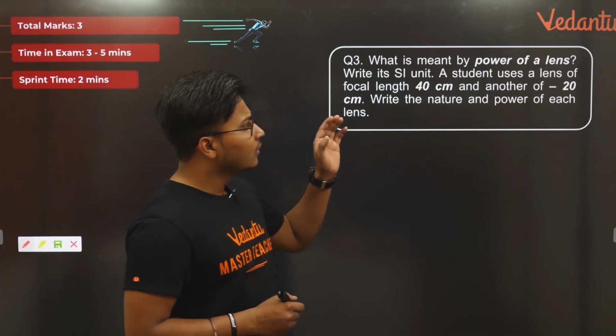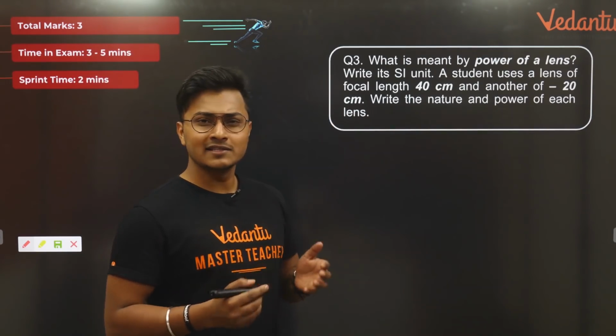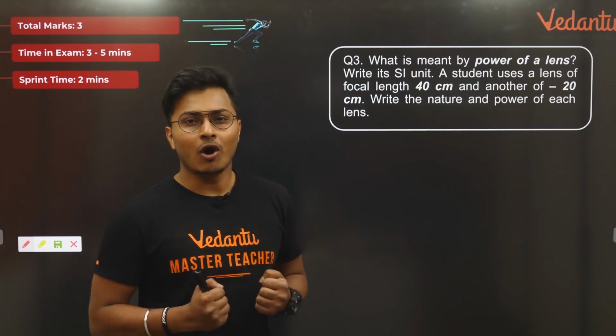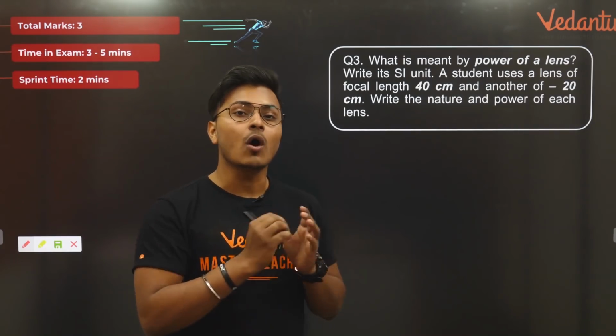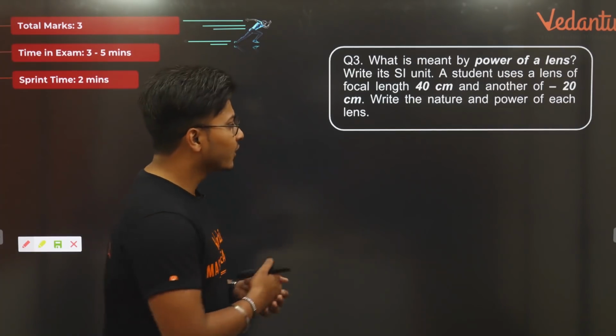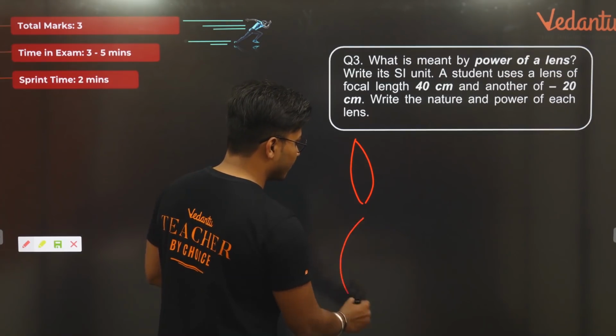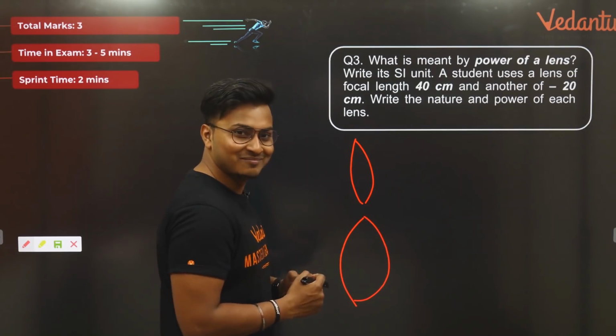Now what is meant by the power of a lens? Standard statement: power of a lens is nothing but the ability of a lens to converge or diverge light to a point. Simple scenario? Yeah. So if you have a convex lens here and this is one of the lenses, I'll make this convex lens a bit fatter.